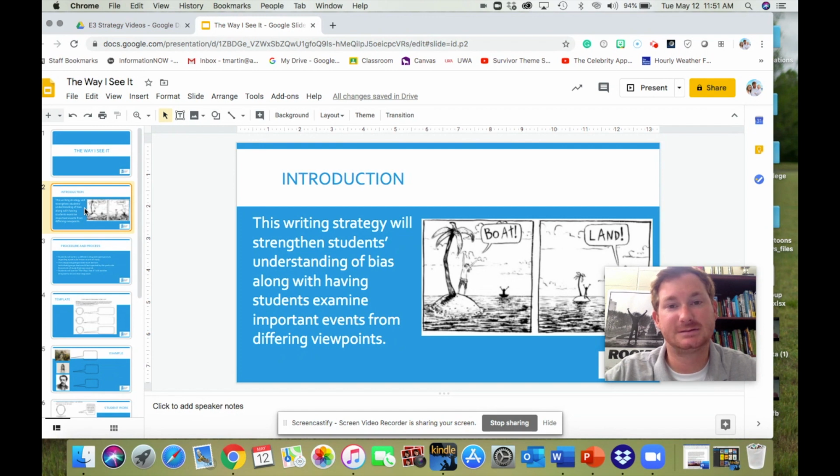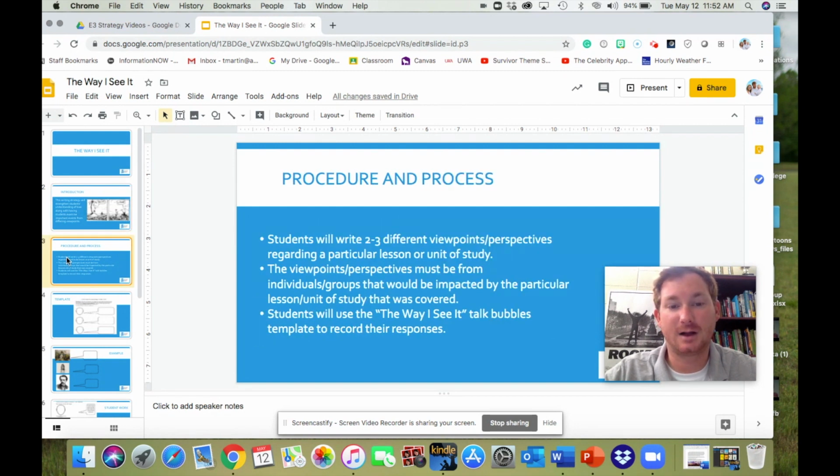We know that experiences that we have in our lives build associations and cause us to view things differently. So again, the strategy is intended to teach students to view things from various perspectives. The way it is accomplished is students are asked to write from the perspective of 2 to 3 characters that have been impacted by a particular event in the unit of study. Students will use The Way I See It talk bubbles template to record their responses.